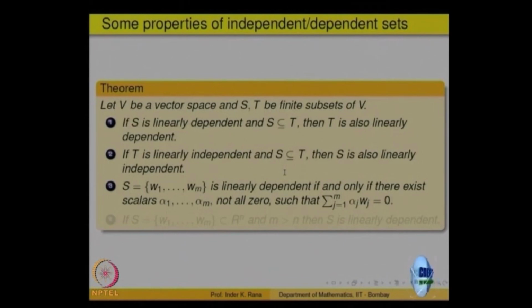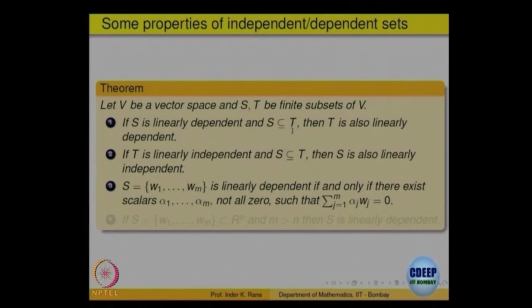Some useful properties of independent and dependent sets. If a set S is linearly dependent and S is a subset of T, then the bigger set also is linearly dependent. Because what does dependent mean here? There is a linear combination of elements of S which is 0, but not all coefficients are 0. But elements of S are also elements of T. So, that means there is a linear combination of elements of T which is 0, but one of the coefficients is not 0. So, T is also dependent.